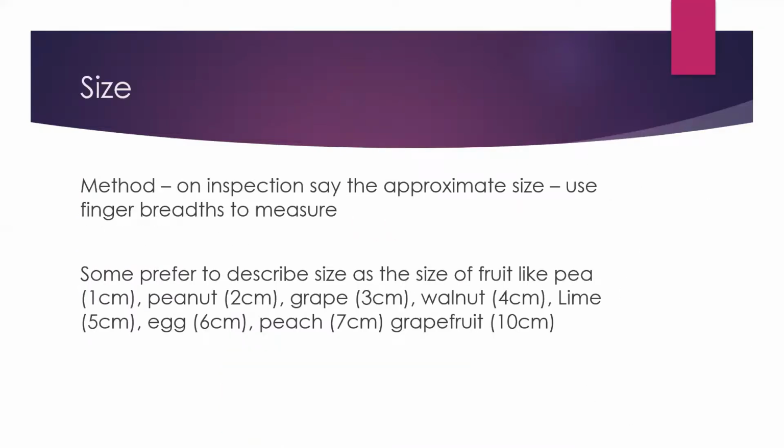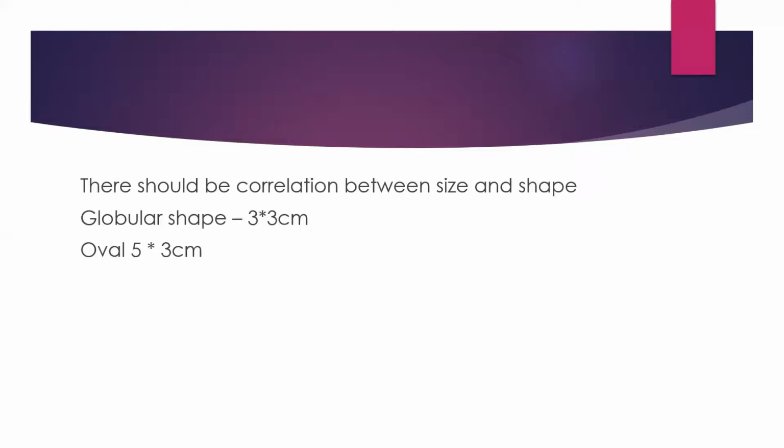Next is size. As you are inspecting, you cannot tell the actual size. You will say the approximate size. Like I will describe that the swelling is 3 centimeter by 2 centimeter approximately. Some like to describe swellings as a pea, 1 centimeter, peanut, grape, 3 centimeter. But I think that is not at all right, because a pea can be 5 centimeter also, and a grape can be 1 centimeter also. So avoid describing swellings by those names.